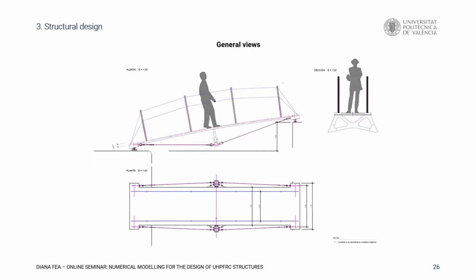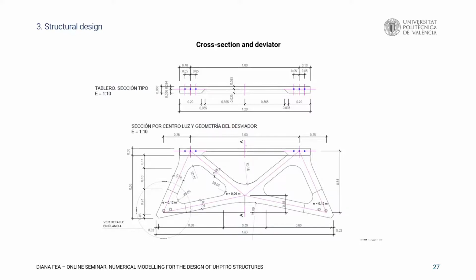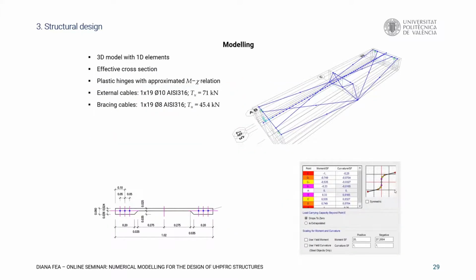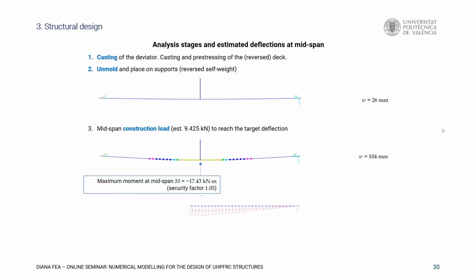This is the front view, the plan view, and the typical cross-section of the footbridge, the proportion of the persons, and the design of the deviator, which is inclined outwards, and the arrangement of the cables with main external cables and also bracing cables, X-shaped bracing cables. And we used a simple 3D frame model, with frame elements joined by plastic hinges in order to model the activation process. And this is the activation process.